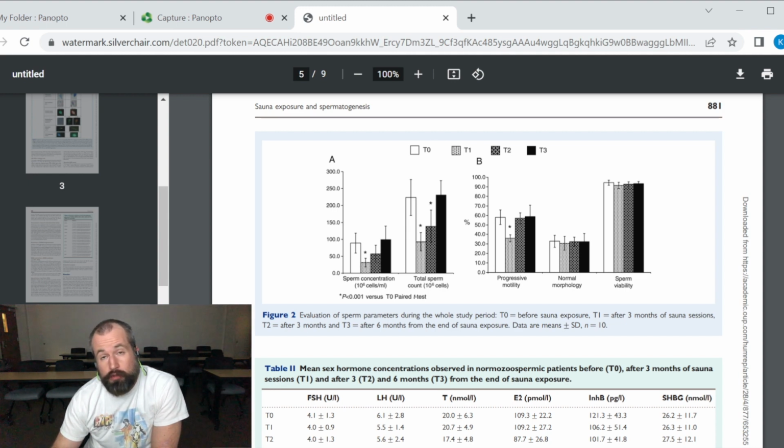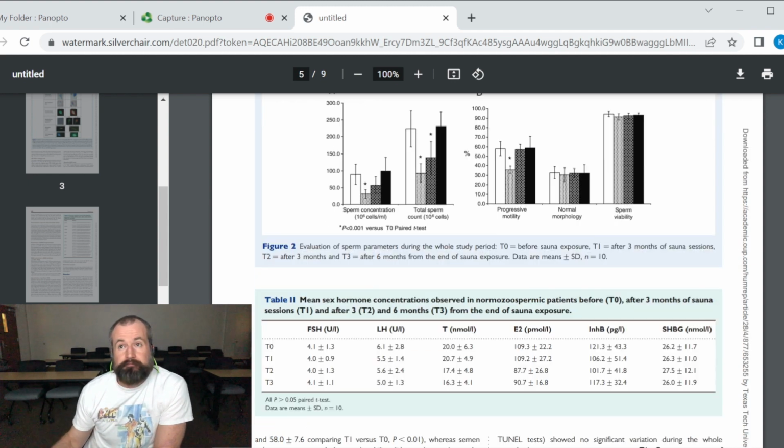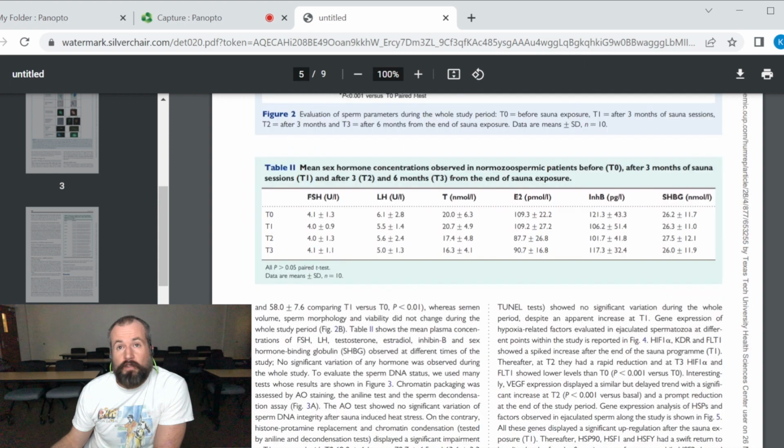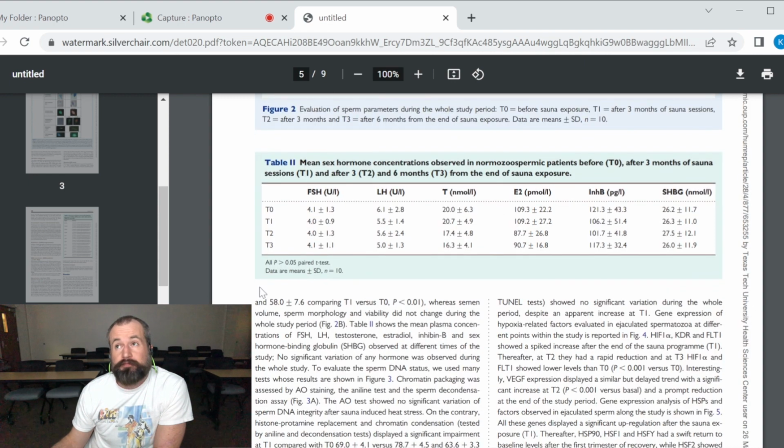So let's say you lose, you know, 3/4 of the count, and then you lose almost half of the function. So you're almost down to like 1/8 of what you had in terms of your function.